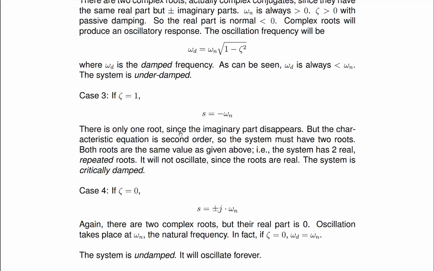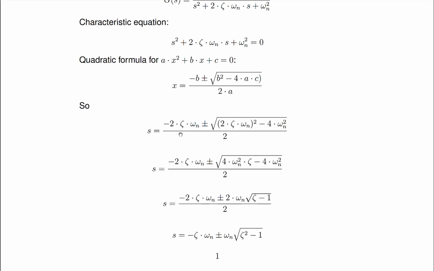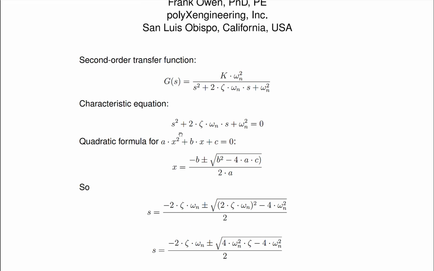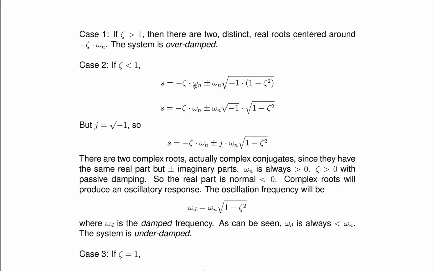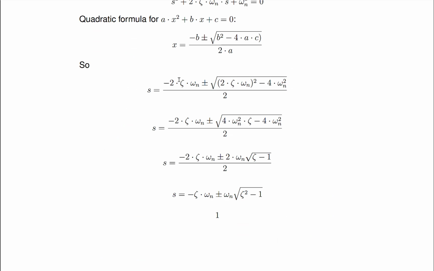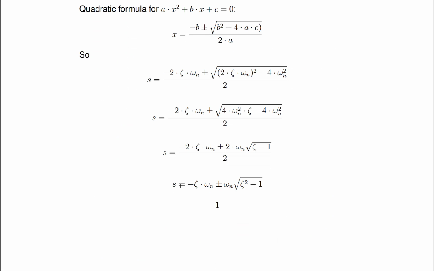So this would be the real part of our root. Well, both parts are real, but if we go back and look at the equation, there was a common part. This is for case 1. The common part is negative zeta omega n. And then, if we go back up here, here's our expression for our root in general.